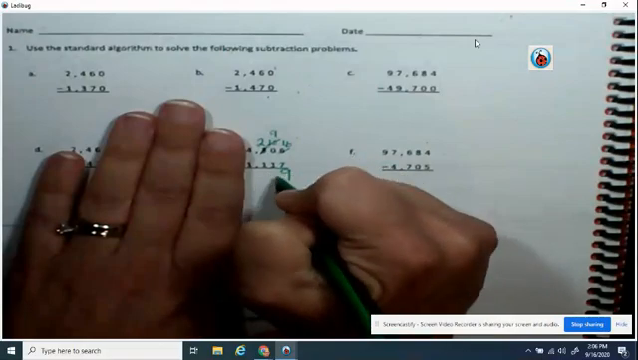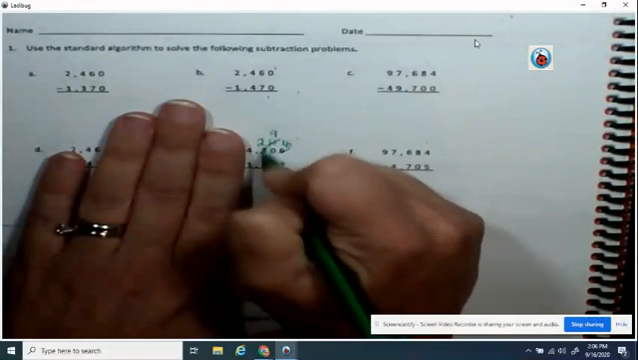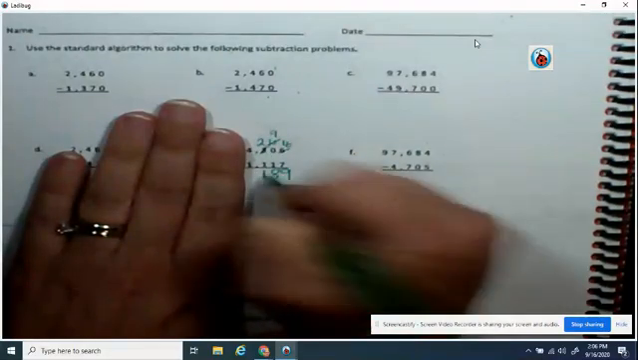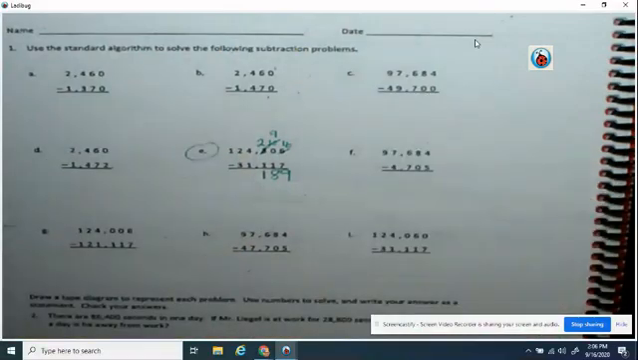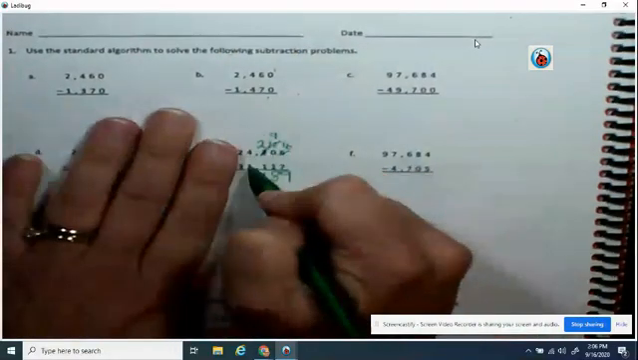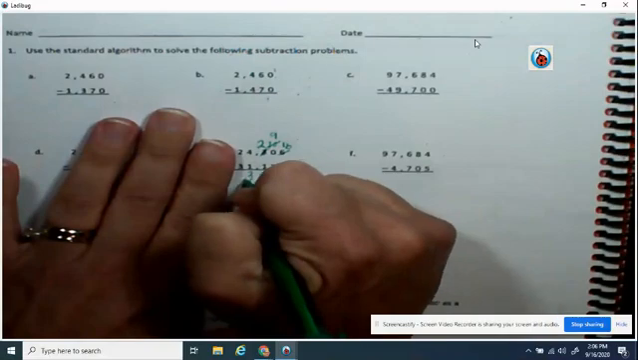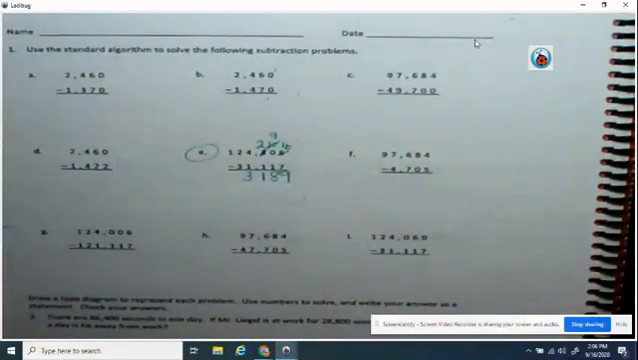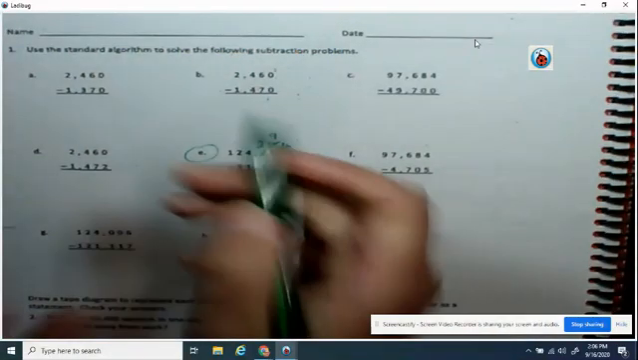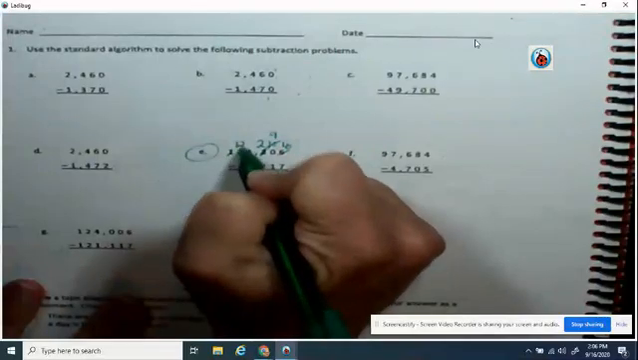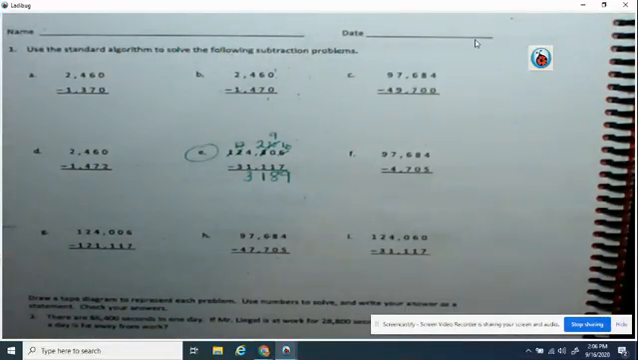9 minus 1 is 8. 2 minus 1 is 1. Now I'm ready for the rest of my problem. 4 minus 1 is 3. 2 minus 3. Stop. Cannot do 2 minus 3. Need to regroup. 12 minus 3 is 9. My answer is 93,189.